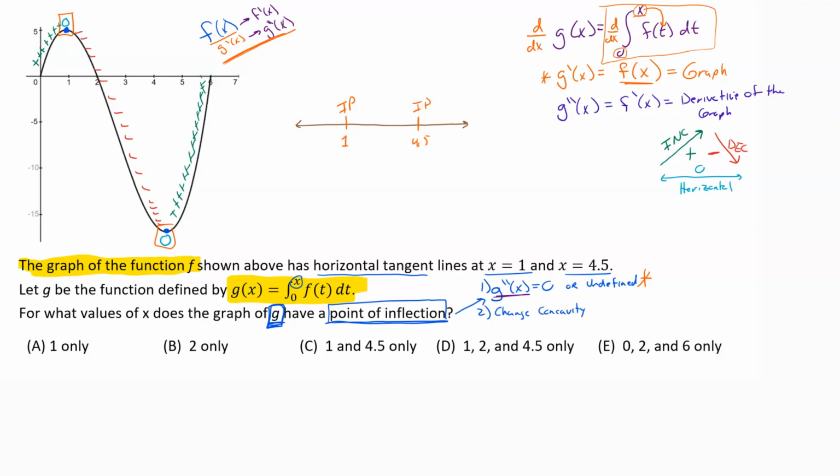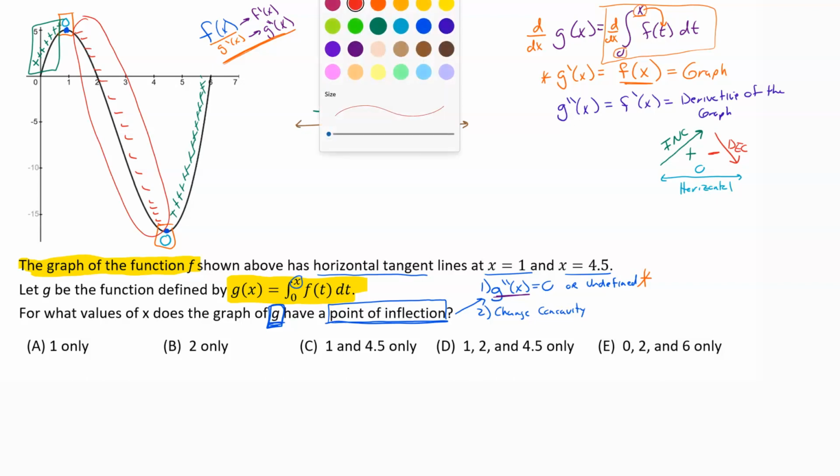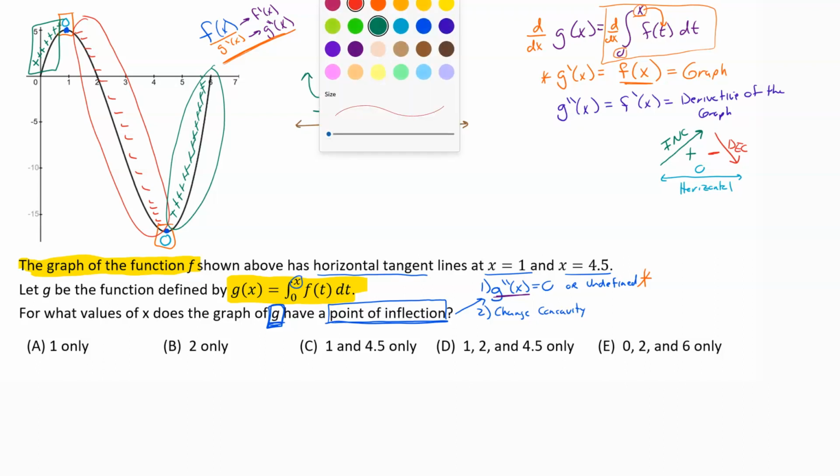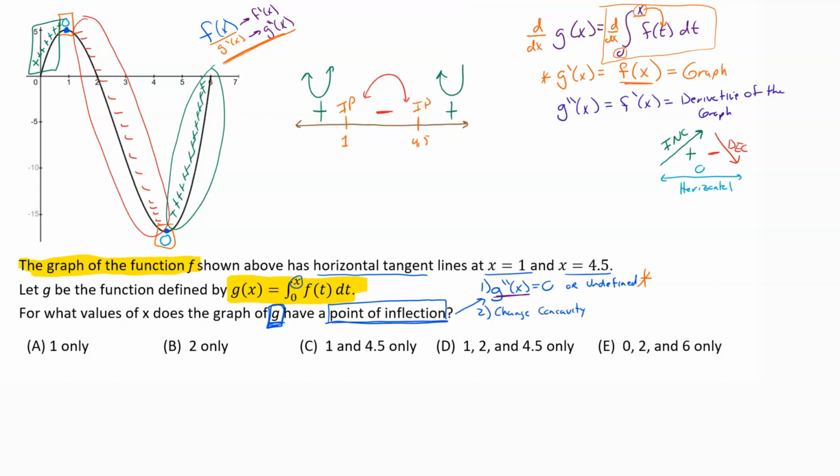Well, to the left of my inflection point, it's positive at 1. To the right of my inflection point, it's all negative, in between my two possible inflection points. And then after 4.5, my other inflection point, I'm now back to a positive. So I'm going concave up into concave down, and then I'm going back to concave up. And so what I can see is that at both of those points, at 1 and 4.5, I'm also fulfilling the second criterion, that they change concavity at that point. So what I know is my only two inflection points are happening at 1 and 4.5.